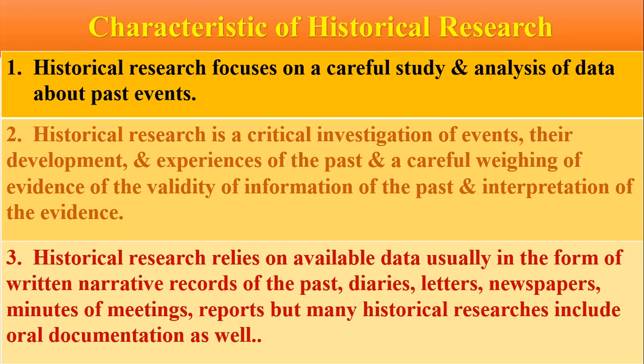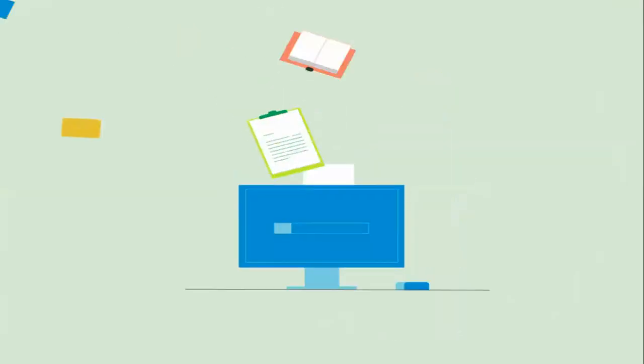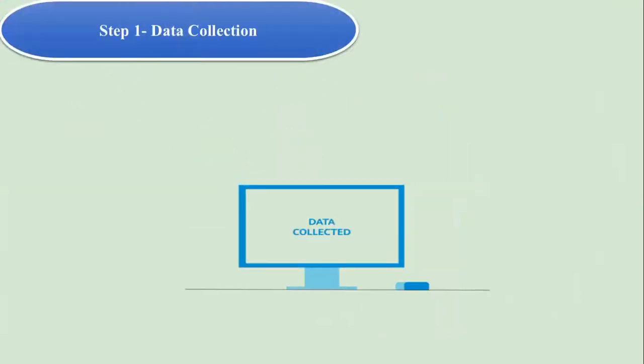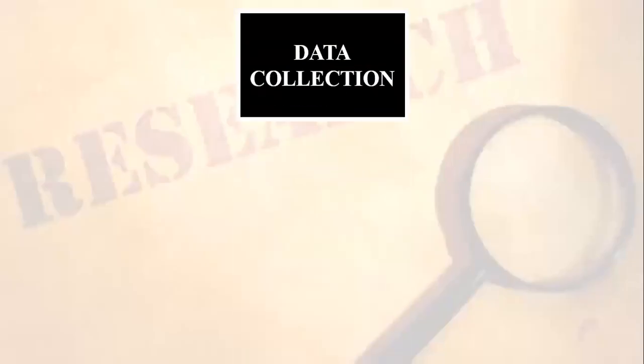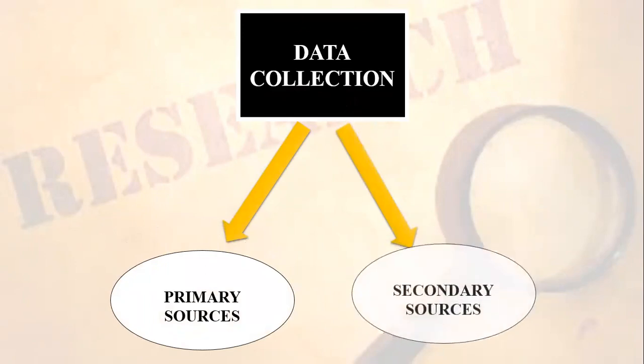So these are the characteristics of historical research. Now we are discussing the steps of historical research. There are three steps of historical research. First one is data collection. Data collection is further divided into two steps. First step is primary source, and the second step is secondary source.